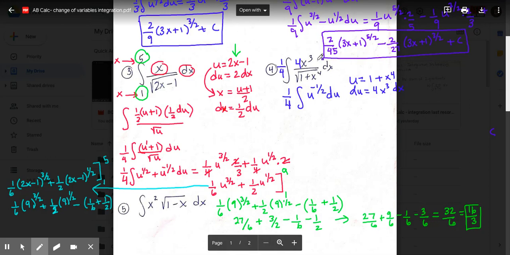Okay, this is du over u to the 1 half, and you bring that up, and you use your normal power rule. So it'd be u to the 1 half, and divided by a half is the same thing as multiplying by 2, plus c. So it ends up being 1 half my u, which is 1 plus x to the 4th, to the 1 half. I like writing it as a square root better, but I don't care if you write it to the 1 half, plus c.